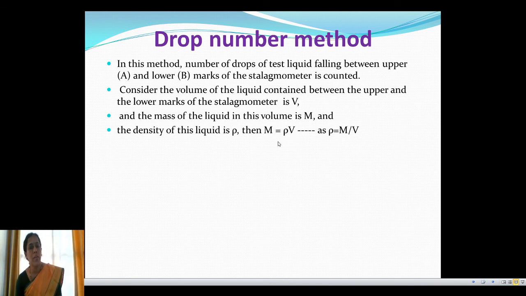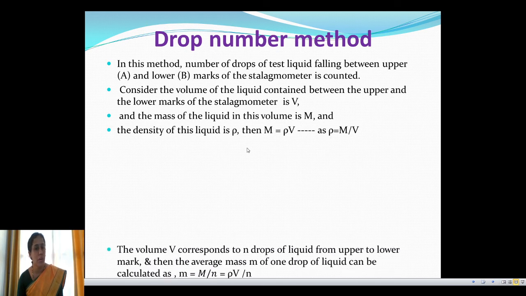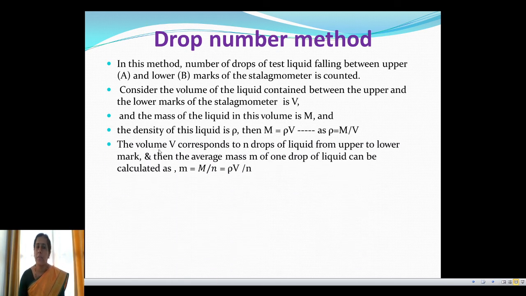In which formula have we derived it? That is, rho, density, is equal to mass upon volume. Therefore, the volume corresponds to the n drops of liquid from upper to lower mark. Therefore, the average mass of a drop of the liquid can be calculated as small m is equal to capital M divided by n, that is equal to rho into V, that is density into volume, divided by n.